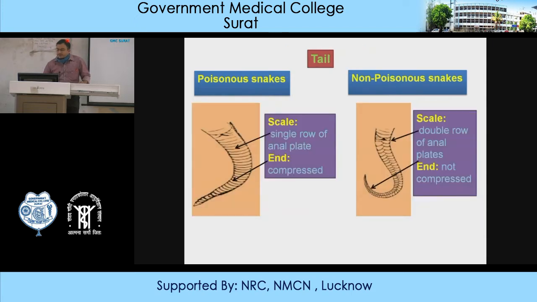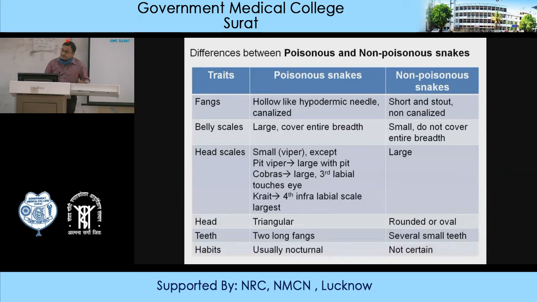Now the tail of the poisonous snake and non-poisonous snake. In a poisonous snake, there is a single row of anal plate and the plate is compressed, while in a non-poisonous snake there is a double row of anal plate and the end plate is not compressed. Difference between poisonous and non-poisonous snake.